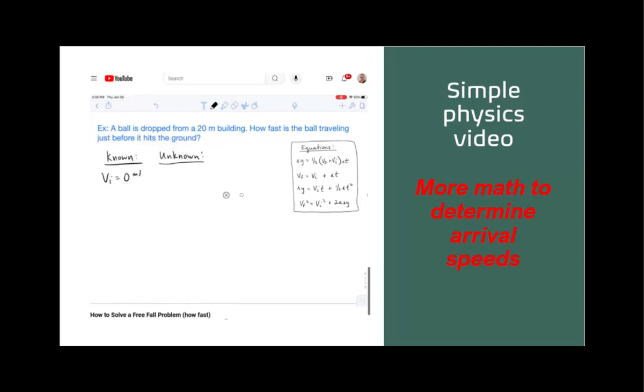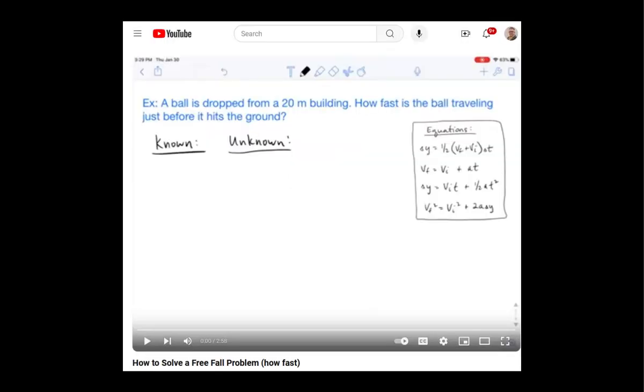Let's take a look at this simple physics video so you can understand the knowns and what you're looking for, the unknown, which is the speed. What you'll be watching here is a simple free fall demonstration to find out what the V final is, or the final speed, in a free fall equation, very similar to the impact velocity equation. So let's watch this right now.